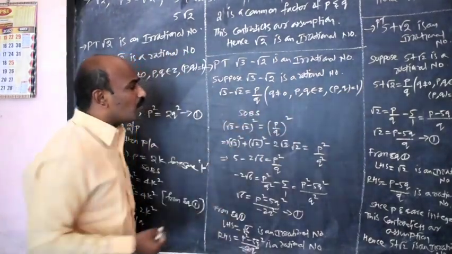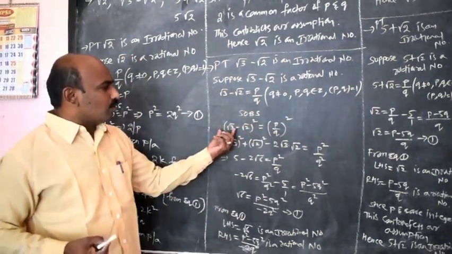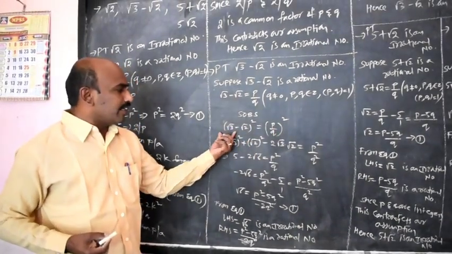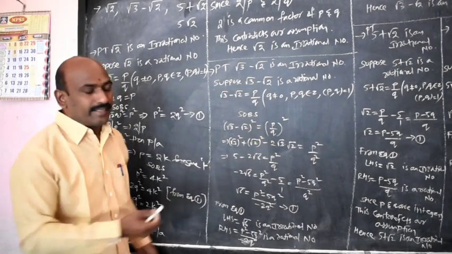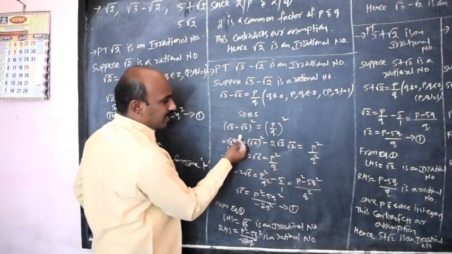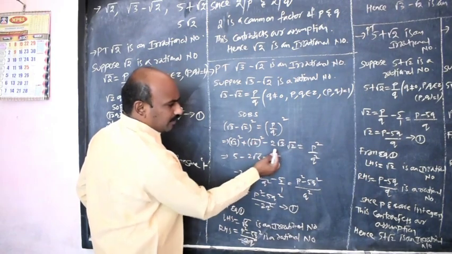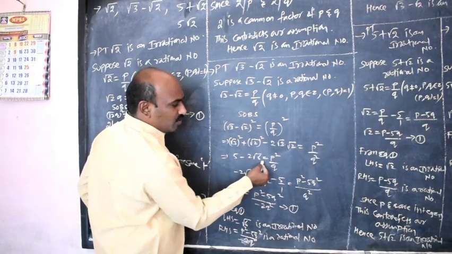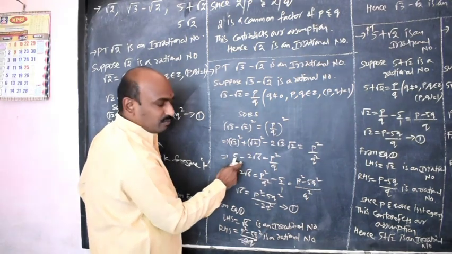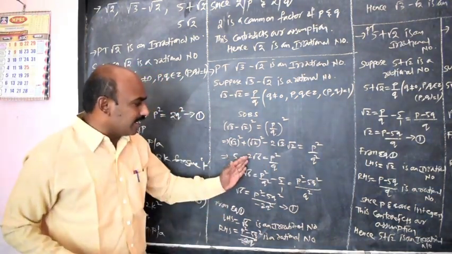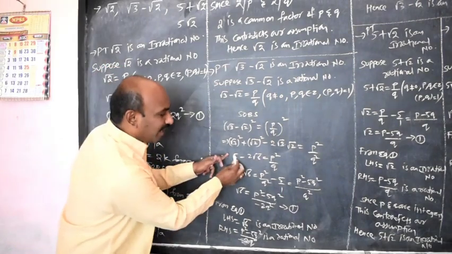Now again squaring on both sides, we get root 3 minus root 2 whole square equal to p by q whole square. That is a square plus b square minus 2ab equal to p square by q square. Here square and root get cancelled, and root 3 into root 2 becomes root 6. We can write 3 plus 2 is 5, minus 2 root 6 equal to p square by q square. Then we send this 5 to the right side.